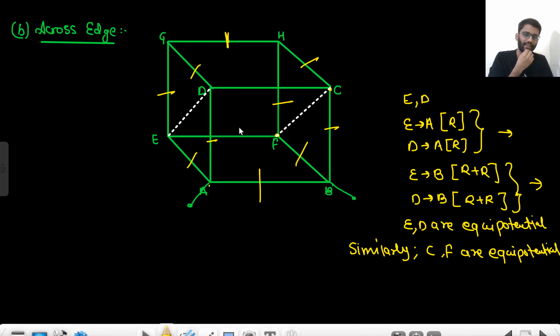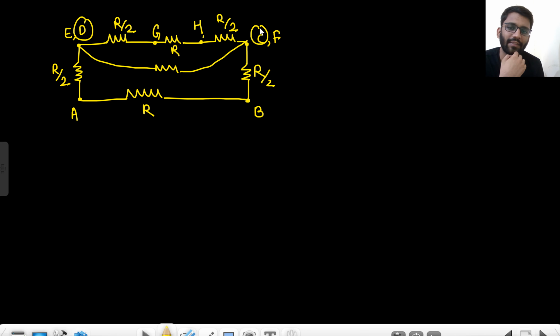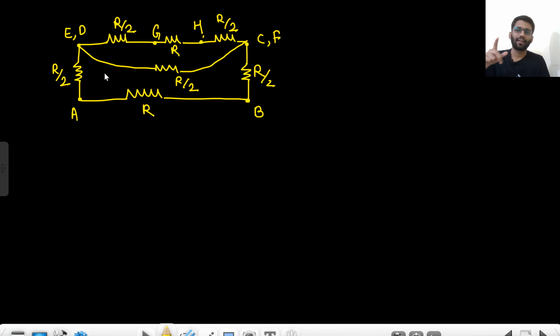Between E and F we are having R, and between C and D we are having R. So R and R parallel, R by 2. Did you get it? Between E and F we were having R, and between D and C we were having R, so R by 2, right?